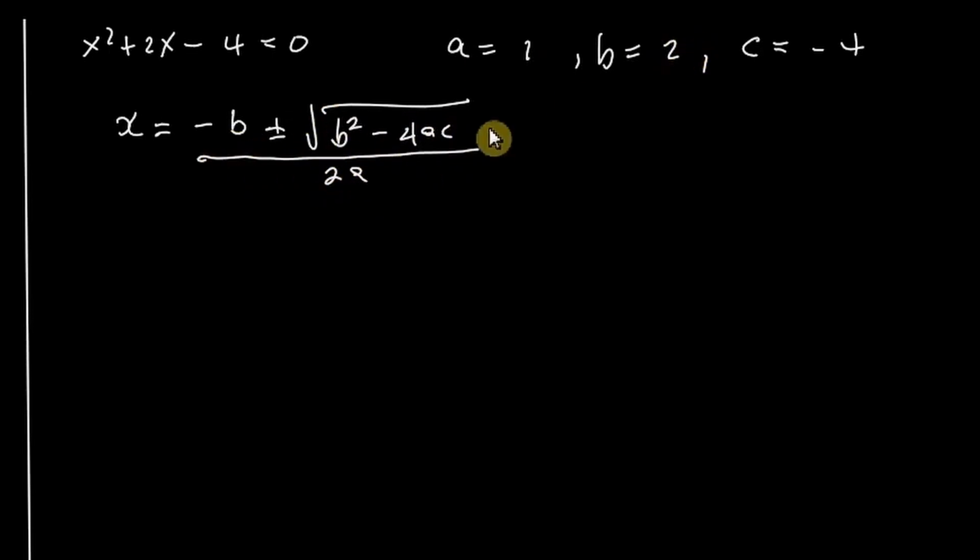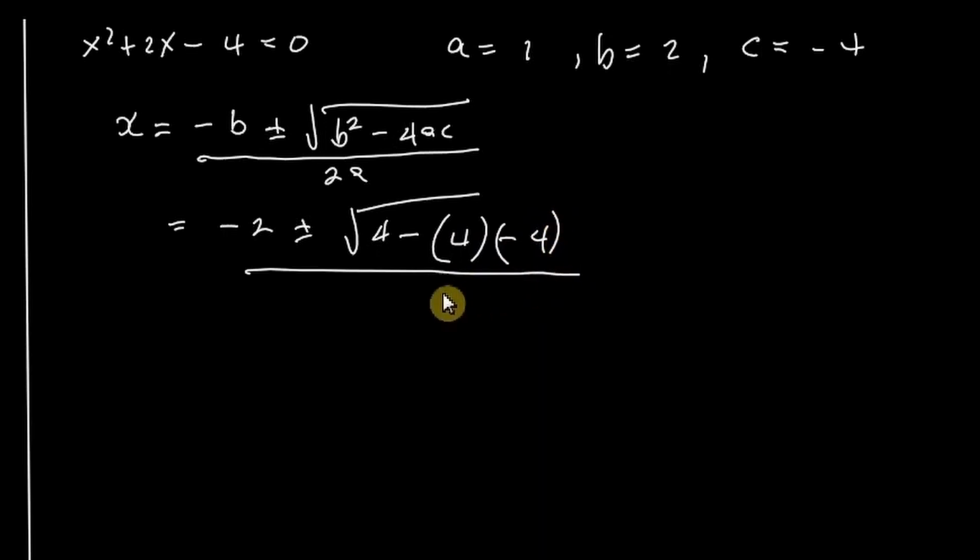So we simply plug these values into this equation, and in the first instance we get negative 2 plus or minus the square root of 4 minus 4ac. a times c is negative 4, so it's going to be 4 times negative 4, all over 2 times a, which is 2. So this works out to be negative 2 plus or minus the square root of 20 all over 2.